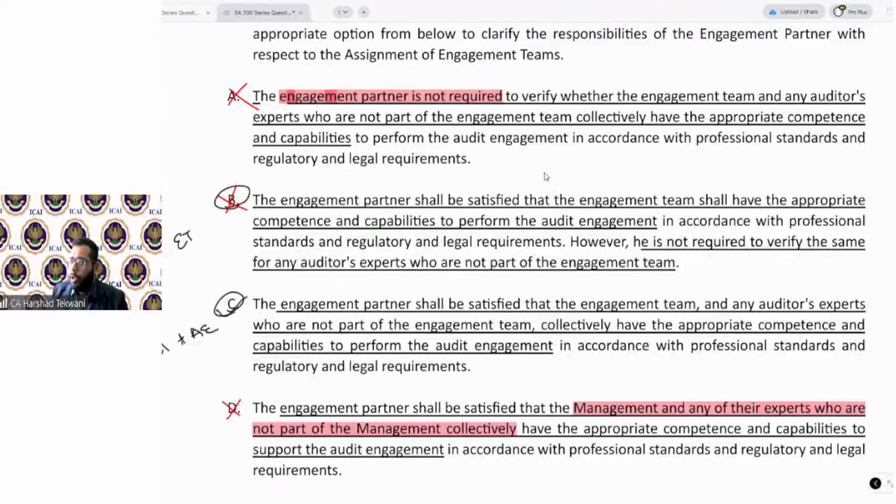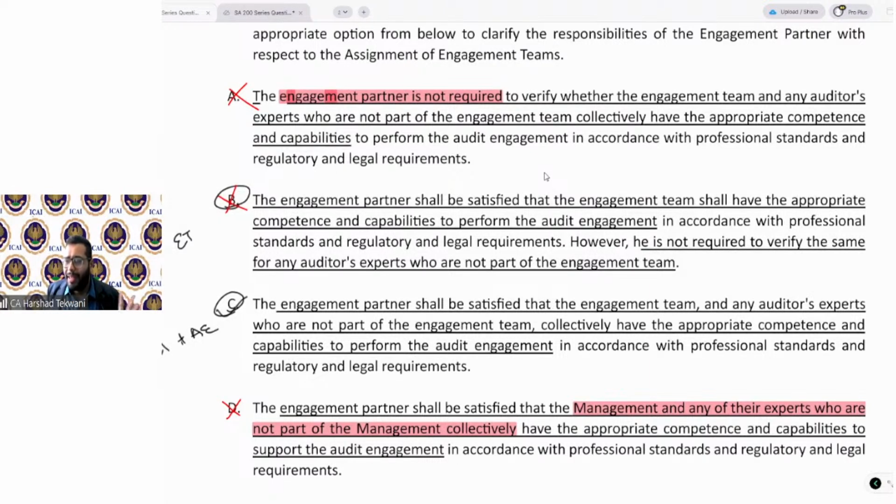Now, the objective of the auditor under this particular standard is to identify and assess the risk of material misstatement due to fraud. He is required to obtain evidence about the assessed risk of material misstatement, and then respond appropriately to the identified and suspected fraud. So, three things: identify the risk of material misstatement due to fraud, obtain evidence, and respond appropriately.